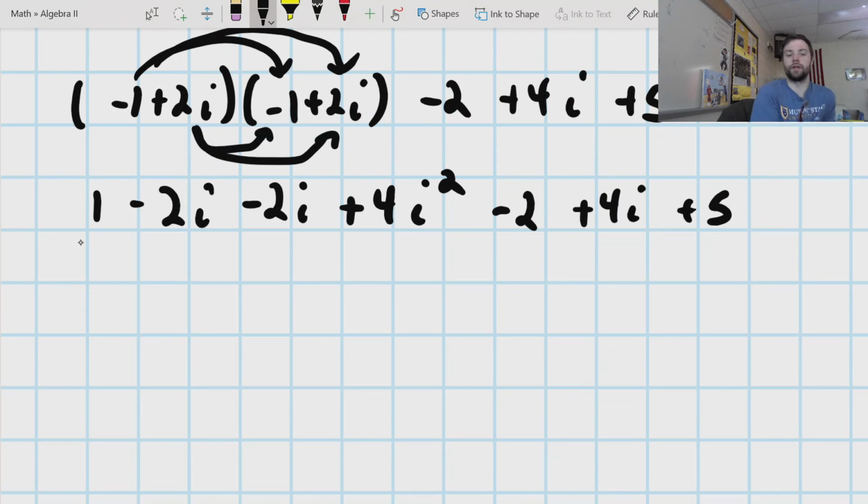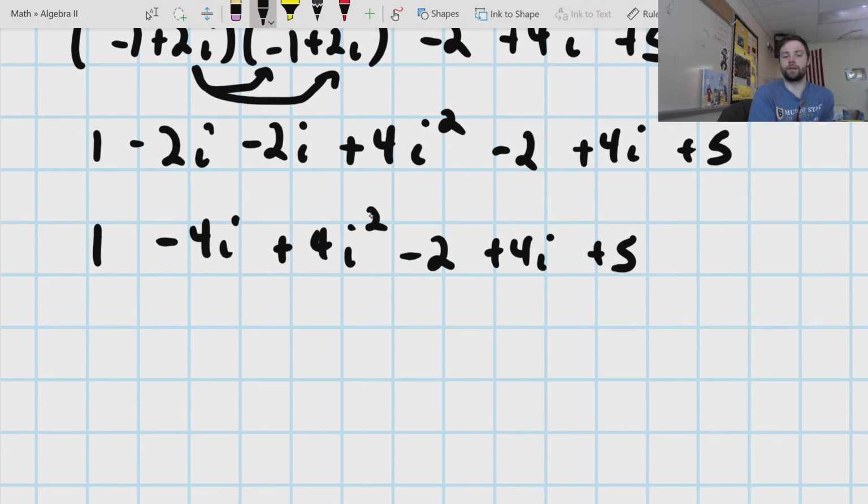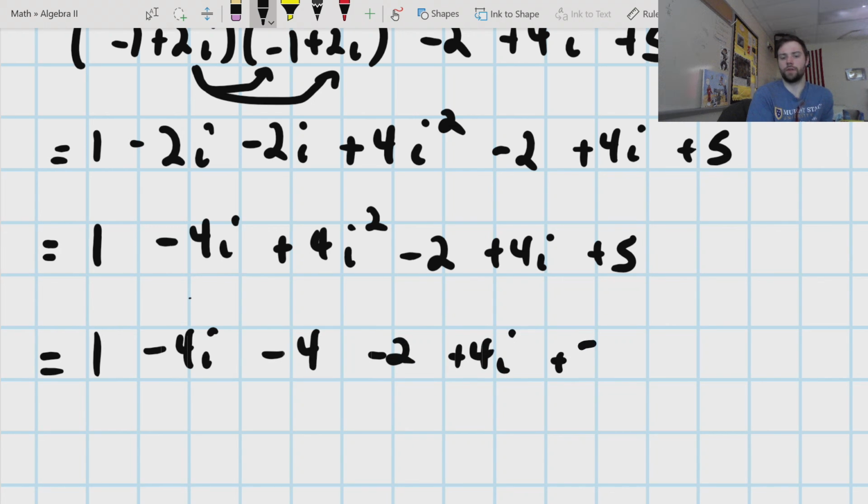So I'm going to try and clean this up a little bit. I've got 1 minus 4i plus 4i squared minus 2 plus 4i plus 5. So what you'll notice is that, again, from that previous video, i squared is equal to negative 1. Okay? So if i squared is equal to negative 1, I've got 1 minus 4i minus 4 minus 2 plus 4i plus 5.